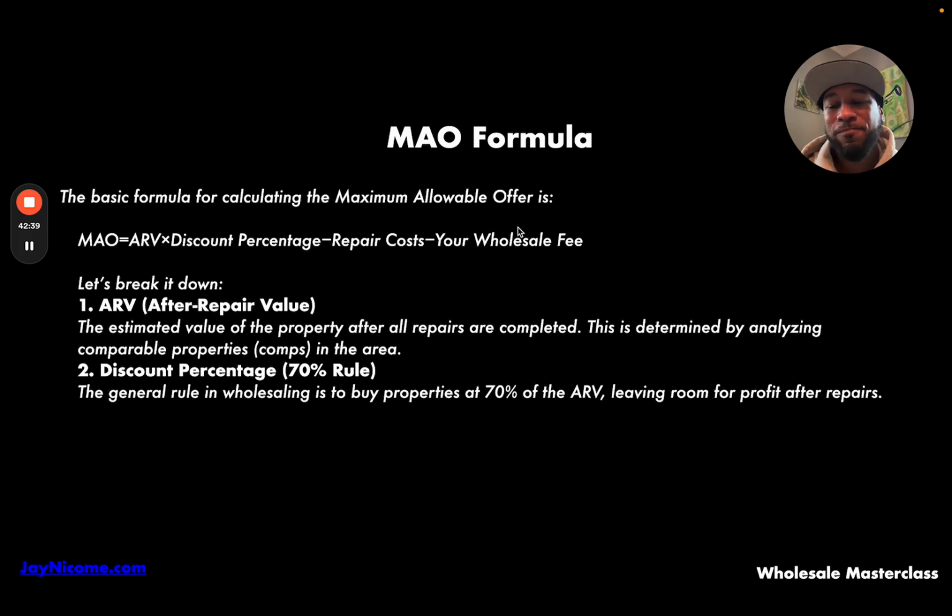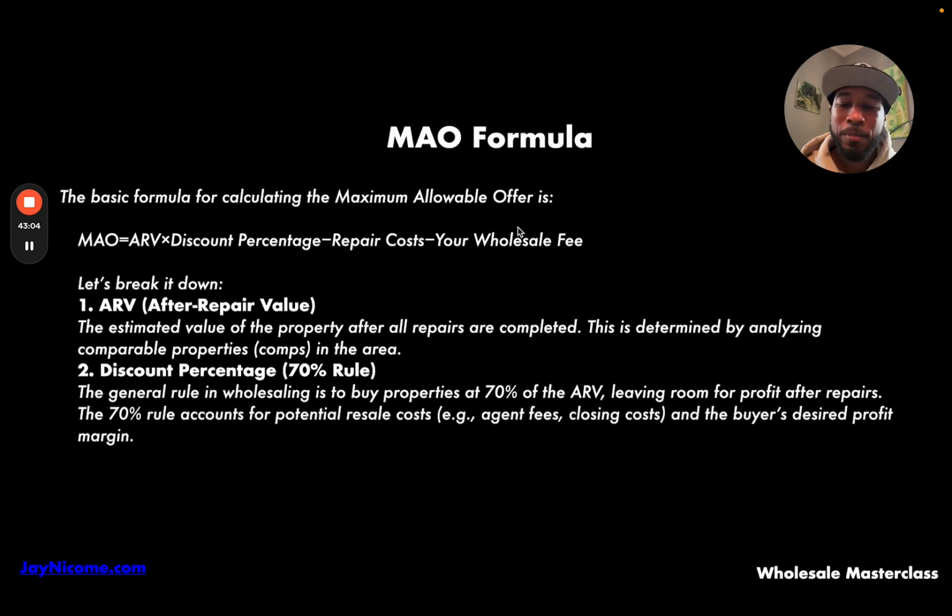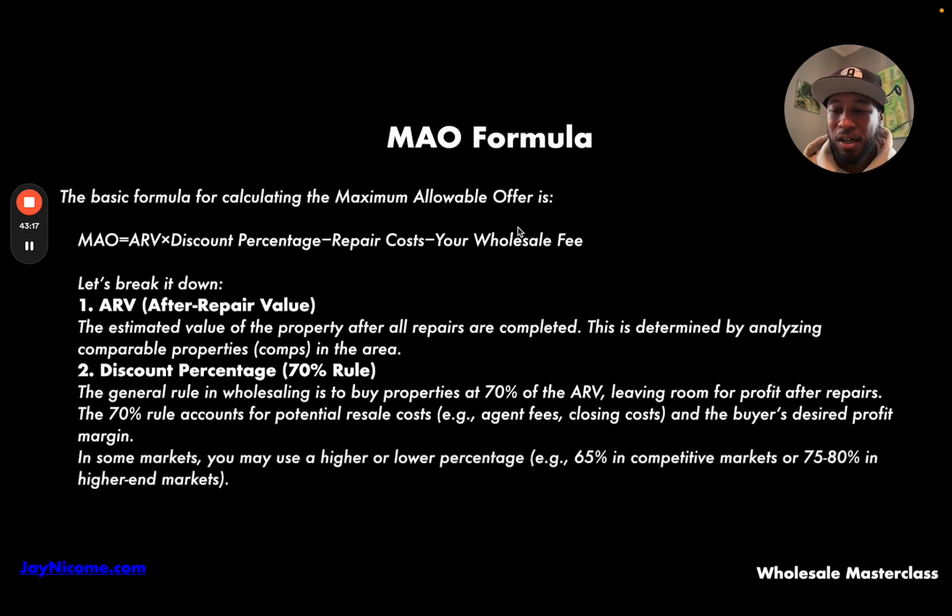Now, I don't know for sure, but I think this discount percentage comes from hard money lenders, because most fix and flippers use hard money lenders. They might say it's cash, but no, 9 times out of 10, they're using a lender, and the lender requirements typically are somewhere between 70 to 80% that they want to see of a discount to leave room for profit, right? Because it also accounts for potential resale costs. You got agent fees, closing costs, a bunch of fees, holding fees, and obviously the buyer's desired profit margin. So it just leaves a good margin in there.